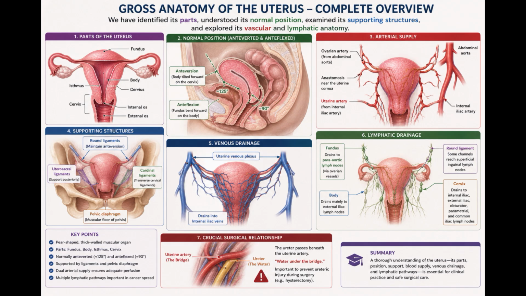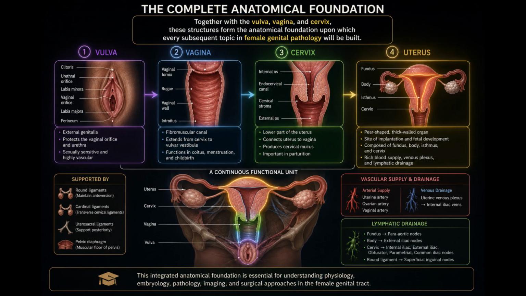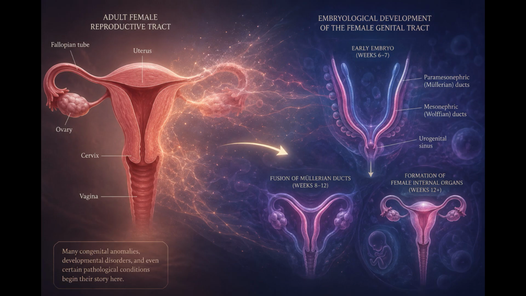We have identified its parts, understood its normal position, examined its supporting structures, and explored its vascular and lymphatic anatomy. Together with the vulva, vagina, and cervix, these structures form the anatomical foundation upon which every subsequent topic in female genital pathology will be built. In the next module, we'll move even further back to the embryological development of the female genital tract, where many congenital anomalies, developmental disorders, and even certain pathological conditions begin their story.